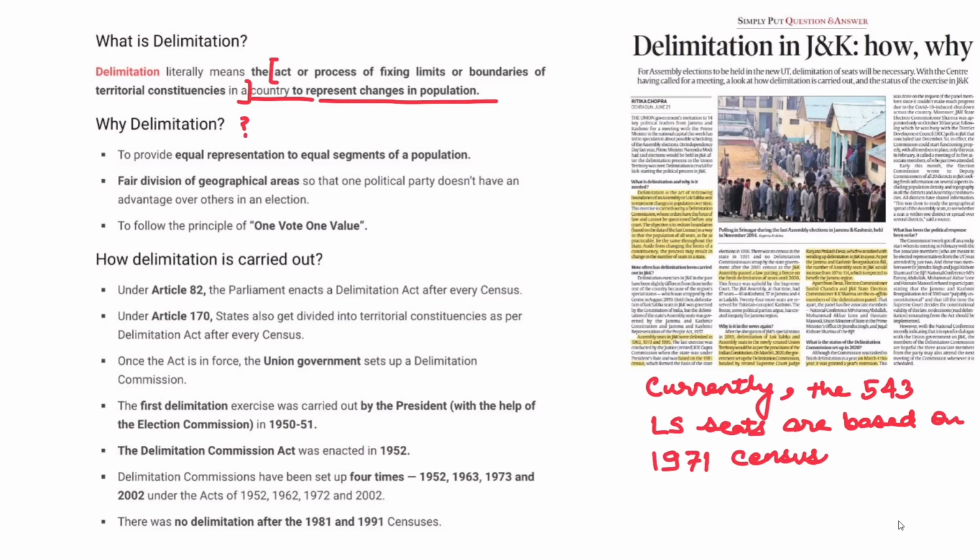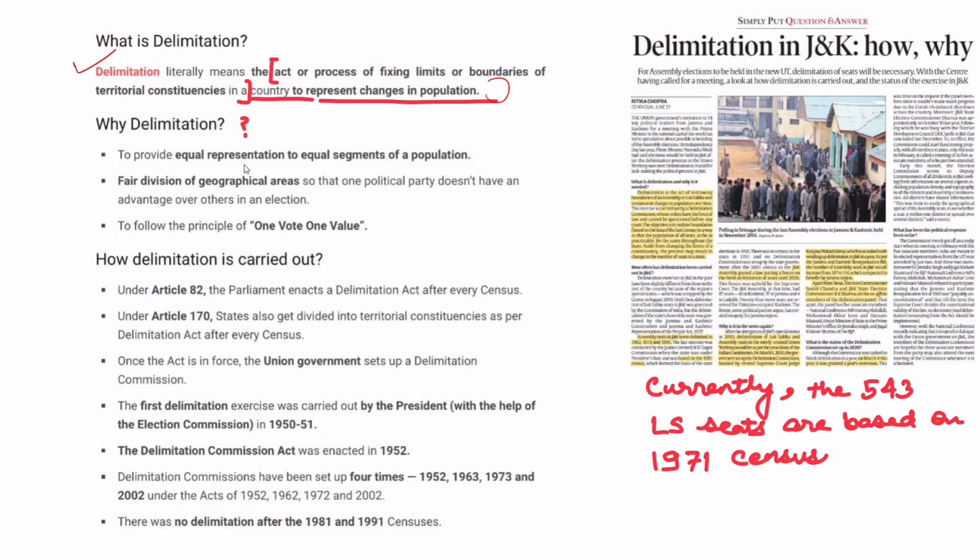The first article that we have talks about delimitation in Jammu and Kashmir, page 13 of the Delhi edition of the Indian Express. So first let us understand what delimitation is. Delimitation literally means the act or process of fixing limits or boundaries of territorial constituencies in a country to represent changes in population. Why is delimitation carried out?